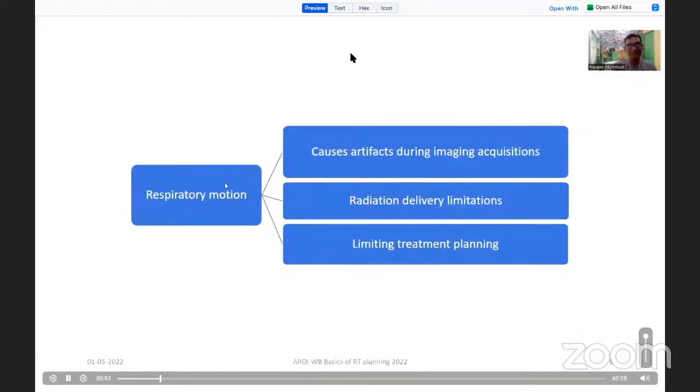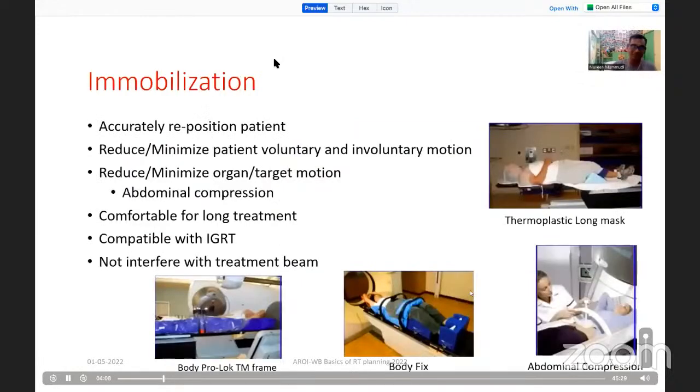So all this respiratory motion also causes artifacts when you're doing the image acquisition for contouring purposes, and it also limits you during treatment planning, and there are certain limitations which you need to understand while you're delivering the treatment as such.